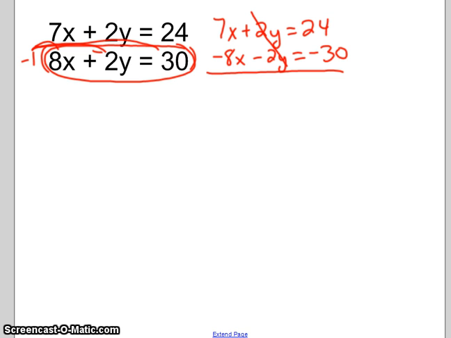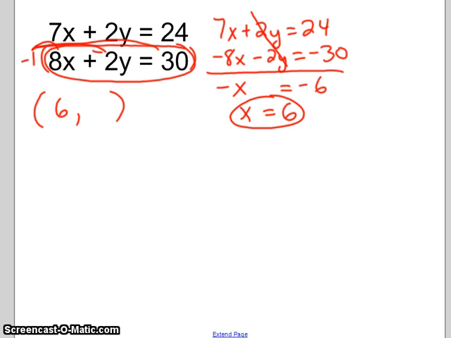7x minus 8x is negative 1x, or just negative x. 24 minus 30 is negative 6. Okay, so I have negative x equals negative 6, therefore x equals positive 6. So the first part is 6. I need to solve for y. So I'm going to take one of the equations and plug in 6 for x.